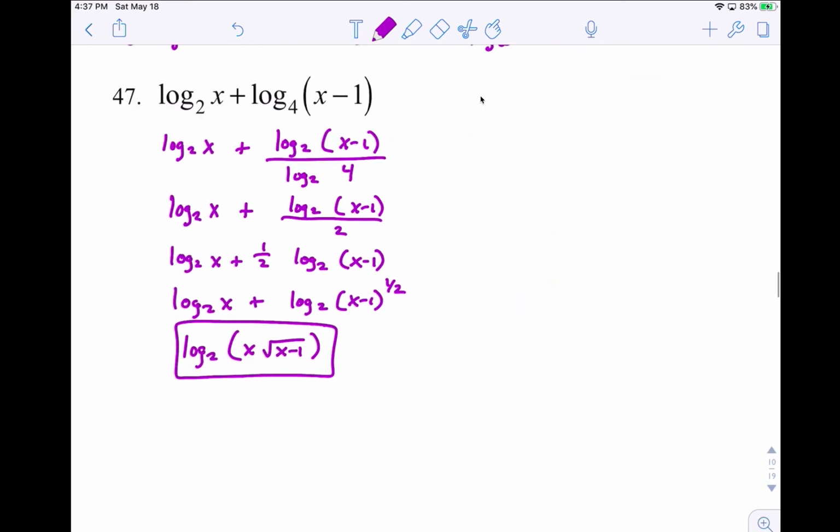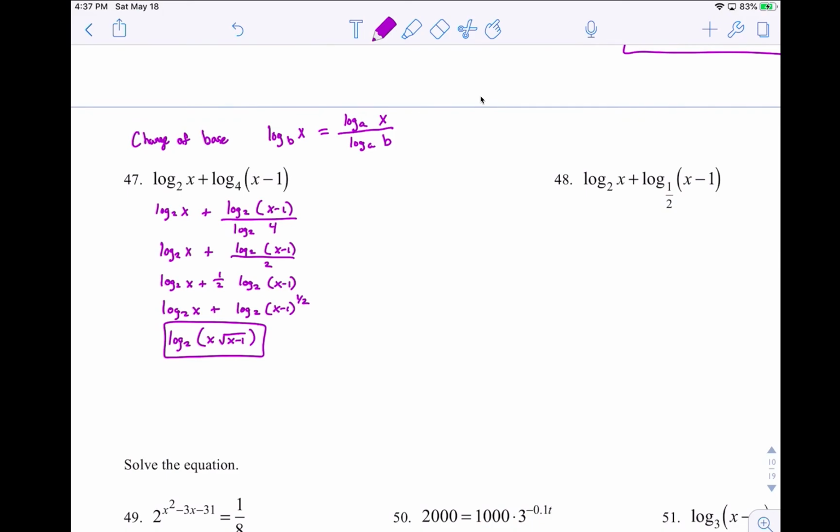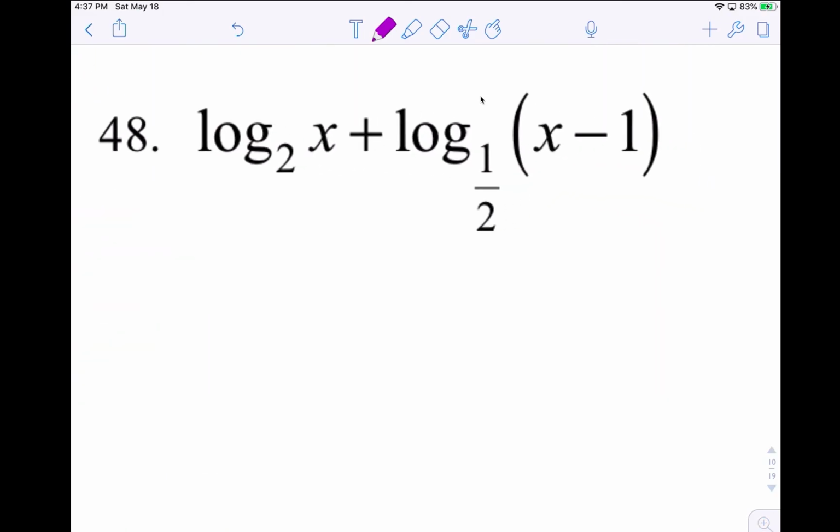Alright, so that's how you are going to change the base on that one. Same thing here. It looks like I got base 2 and then base 1/2. So it's probably best if I change base 1/2 to be base 2.